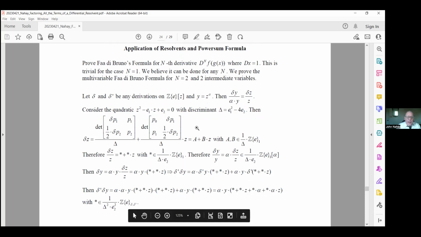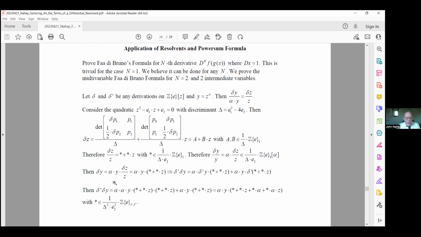Okay, so here, I said del y over alpha y equals del z over z, where del represents any partial, any derivation. So del z equals a plus bz, where a, b are in the base differential ring, actually with the denominator in the discriminant. Here I just start using stars to indicate general elements. This star does not equal that star. They're different. So del y is in the base polynomial ring in alpha.